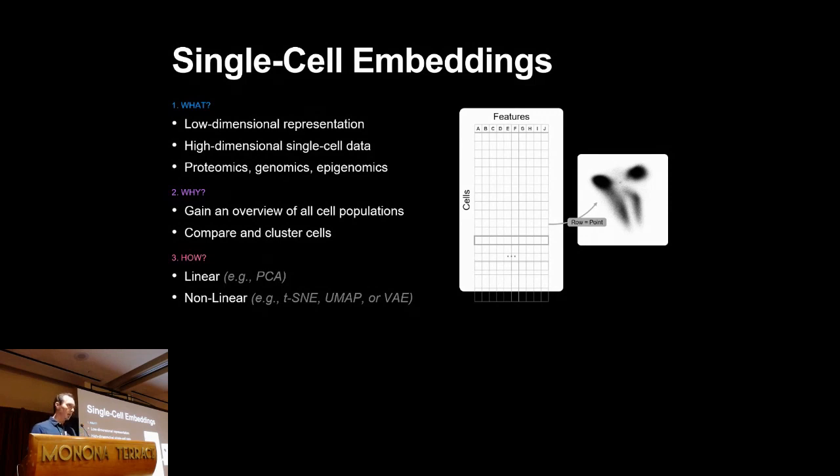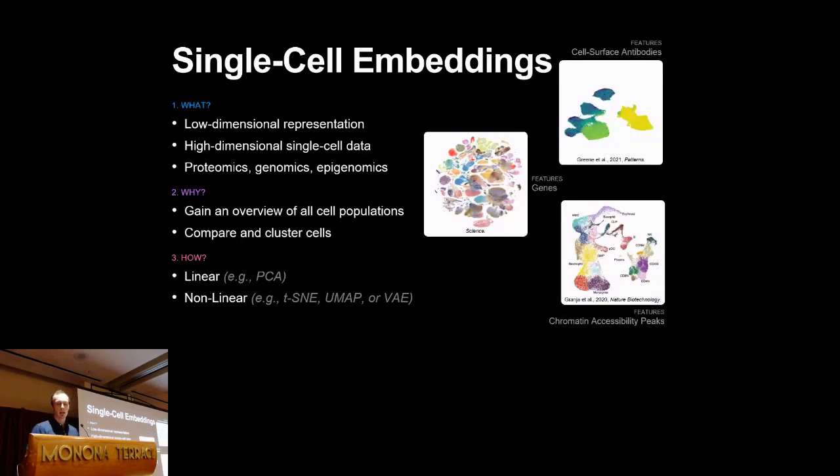And people often visualize these embeddings in order to get an overview of the entire data set and see how cells relate to each other, in order to generate hypotheses, annotate clusters, or compare different cell types. Now there are different methods to create these embeddings. And here are 3 real-world examples showing how surface marker expression, gene expression, or accessibility peaks can be used to construct these single-cell embeddings.